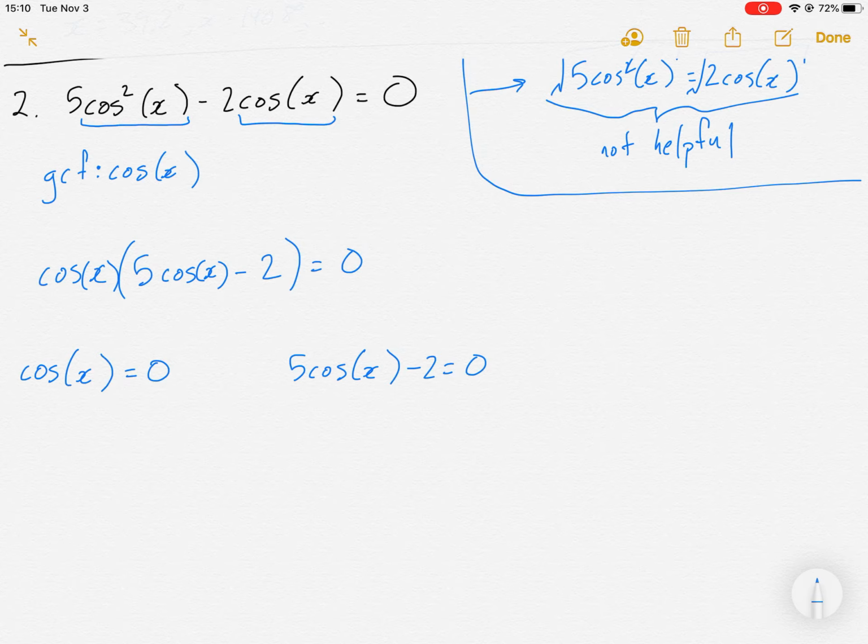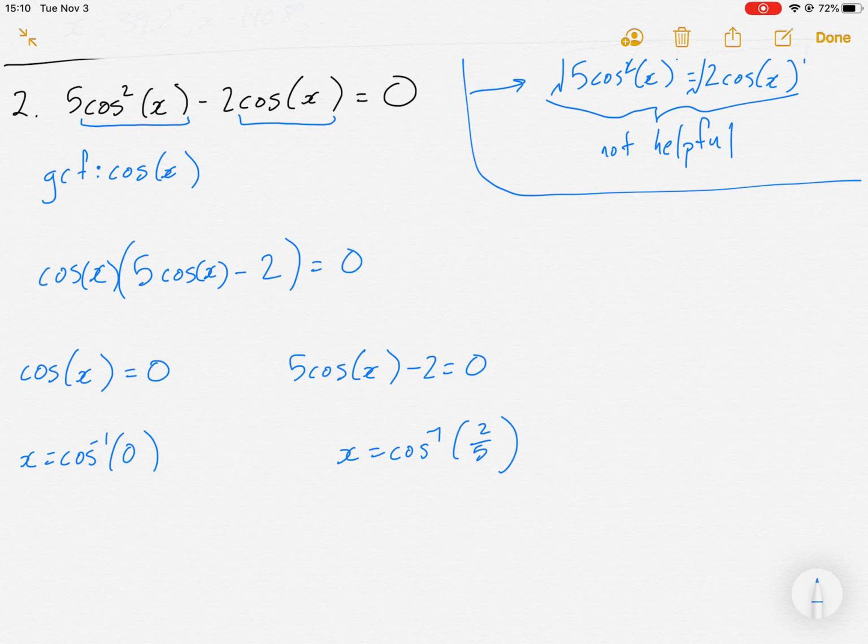And now what's nice is we actually have a situation where we have 2 linear equations to solve, which aren't quite as bad as a quadratic. So the first one, we're going to get cosine inverse of 0, and then this one, if you solve, you're going to end up with cosine inverse of 2/5. Again, there will be a total of 4 solutions, so let's go ahead and find those.